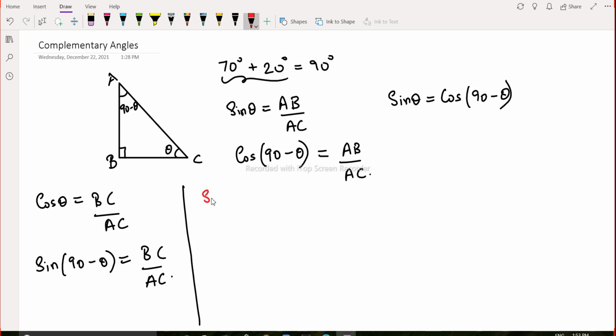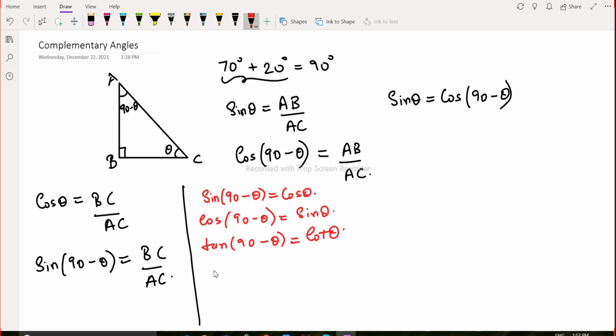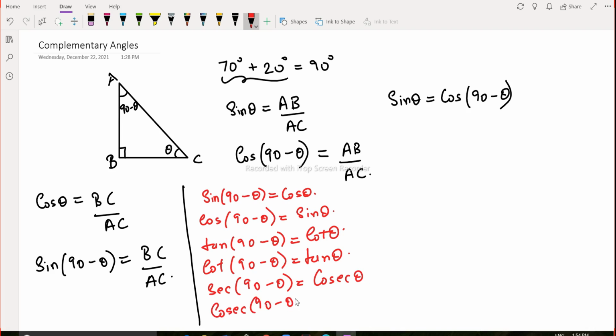So if we write all of them here, I can write sine 90 minus theta is cos theta, cos 90 minus theta is sine theta. Then we have tan. If you try using tan, you'll find that tan 90 minus theta is equal to cot theta. Cot of 90 minus theta is equal to tan theta. Sec of 90 minus theta is equal to cosec theta, and cosec of 90 minus theta is equal to sec theta. So this is the relation that we get.